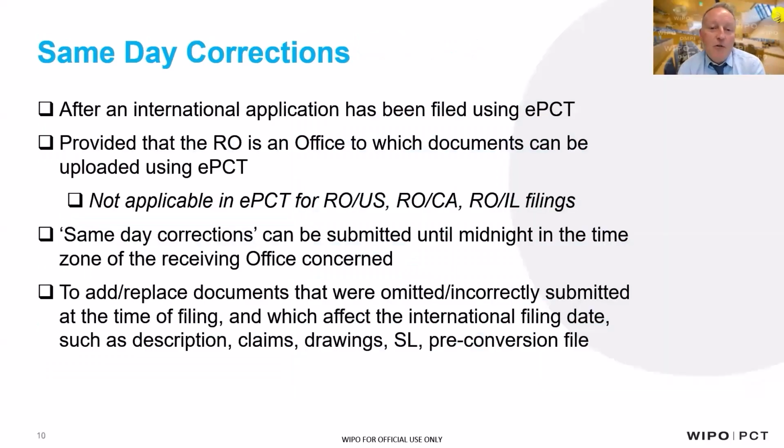In ePCT, it's also possible to do same-day corrections. So meaning that after an international application has been filed using ePCT, and provided that the receiving office accepts e-routed documents, meaning that you can upload documents using ePCT. It does not apply to US, Canada, and Israel because it's a two-step process, and with these 3 receiving offices, it's not possible to upload documents after filing.